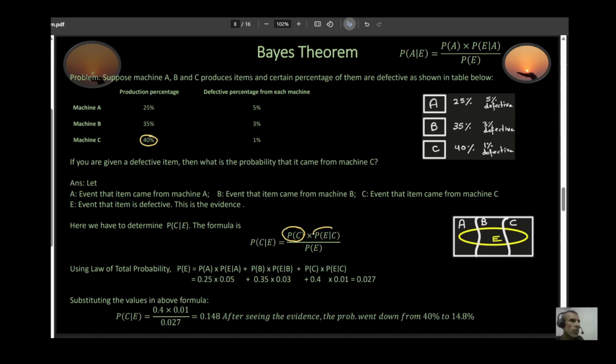I also need to know this right here. This is my probability that the item is defective given that it comes from C. Well, that is 1%. That's also given to me. Now, the denominator is not given to me directly. This is the probability that the item is defective. We can determine that using the law of total probability.